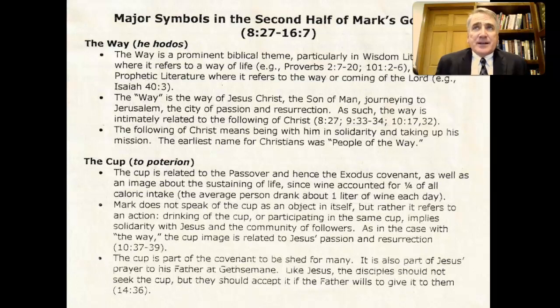Mark doesn't talk about the cup as an object itself, but rather about participating or drinking from the cup. So it implies that there's a joining in, if you will, a solidarity with Jesus in the cup. And the cup imagery is very clearly connected to the passion and resurrection of Jesus, right? That he has to accept this cup and drink from this cup. And can you drink from the cup that I must drink from?